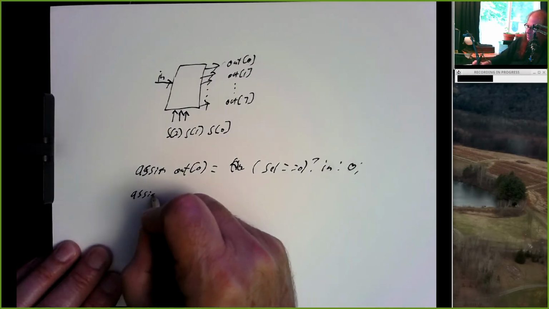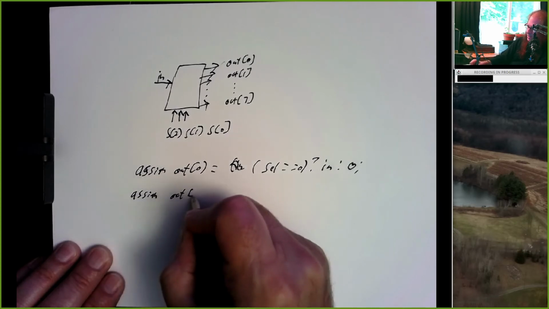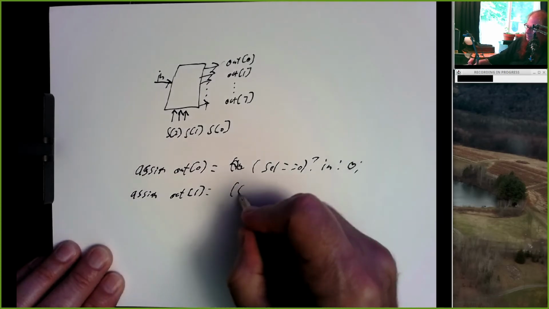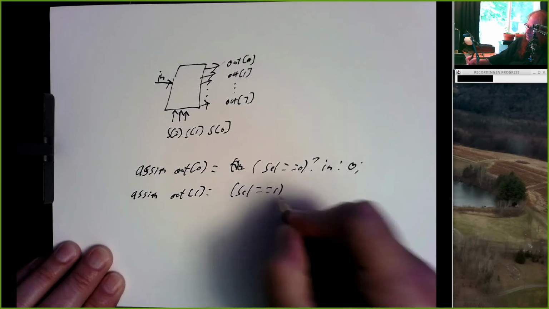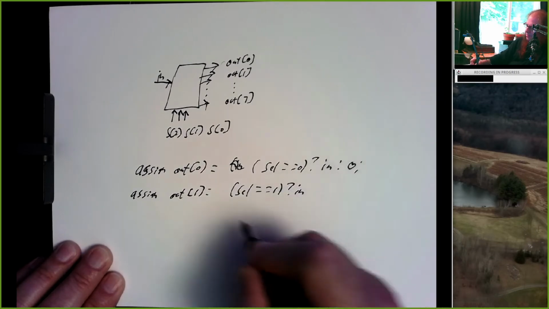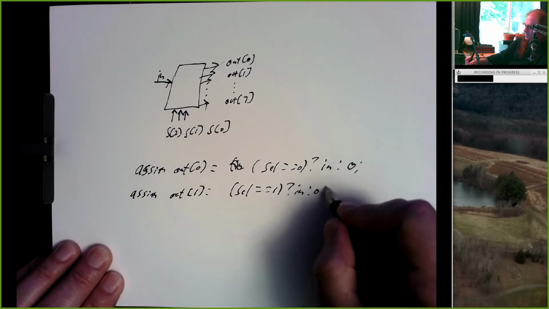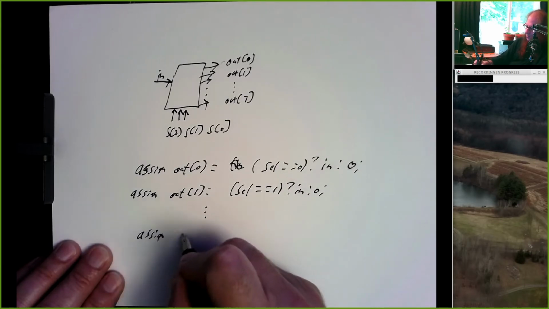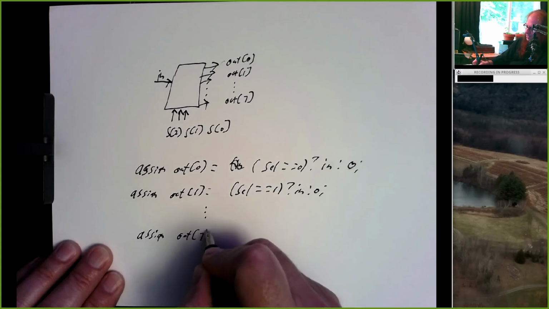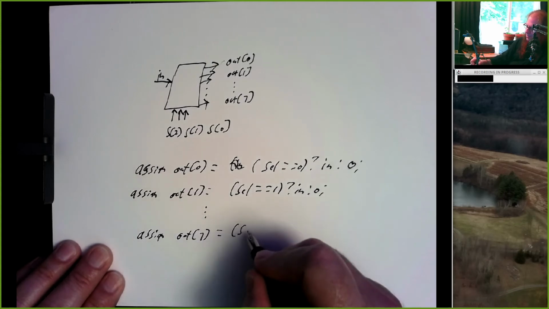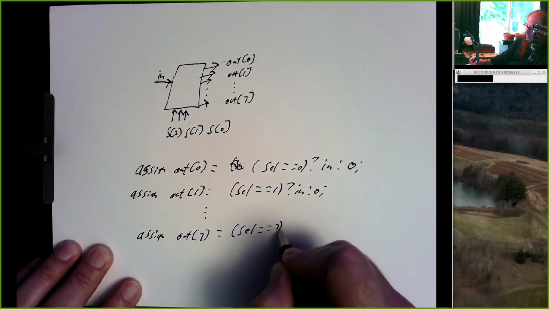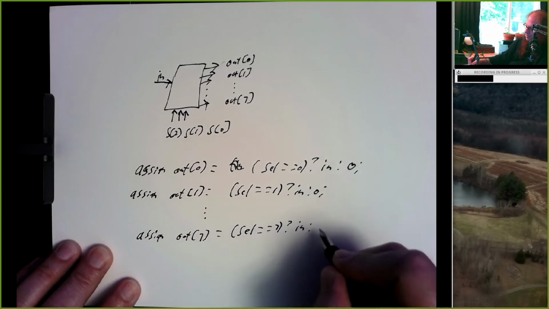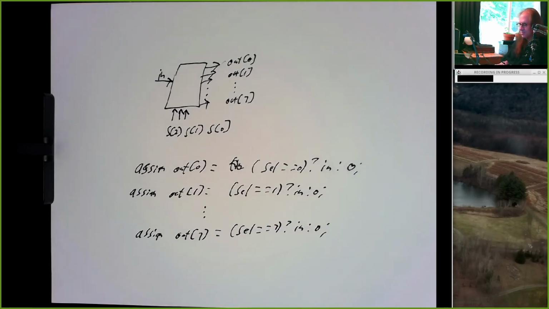And then assign out 1 to be, if select is equal to 1, set out 1 to be the input. Otherwise, set it to 0. And then out bracket 7 should be, if select is equal to 7, the input. Otherwise, it should be equal to 0.